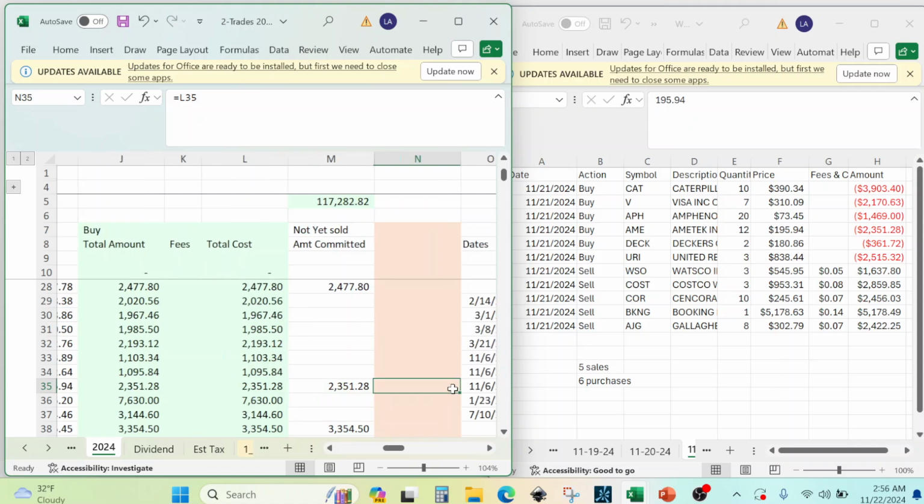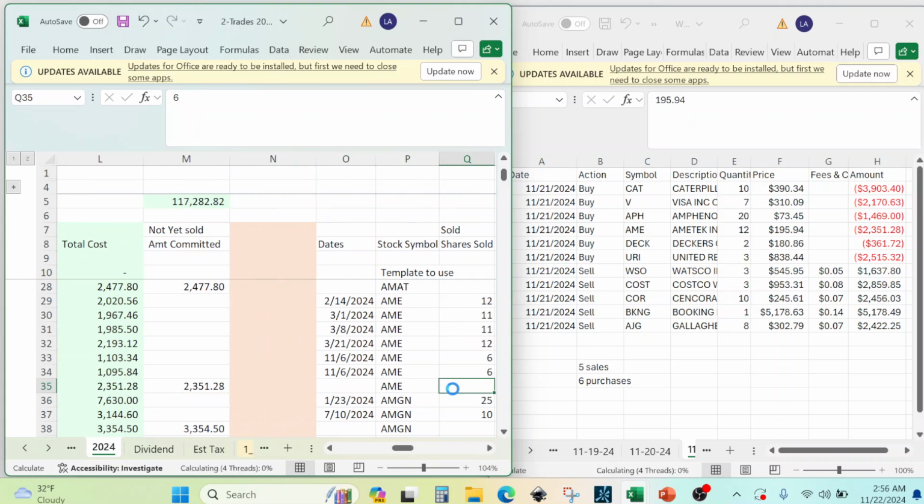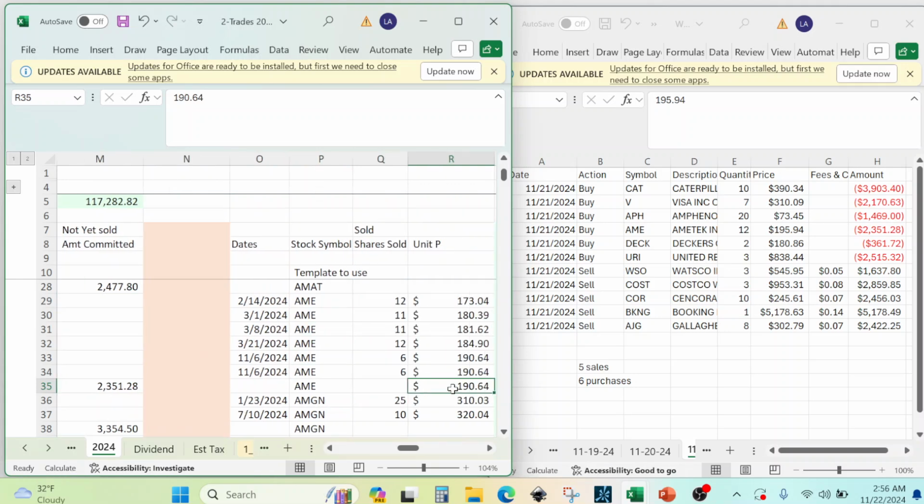Okay, that's what we committed. Let's clean up this area.